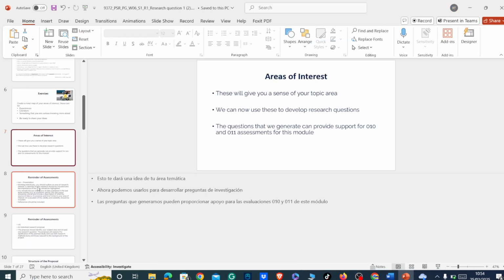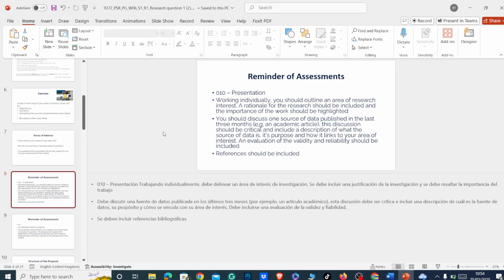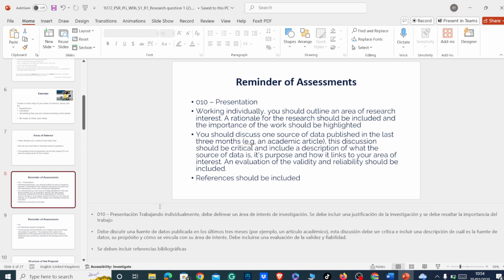All right, so to remind you, I'm sure you all remember this, the individual presentation. Outline an area of research interest, so that's really the starting point. Your rationale, so that really, Angie, is what you were saying earlier on. Your rationale, just a sentence. Why do you want to include this? Oh sorry, it wasn't Angie, it was the lady next to you. So that's your kind of personal bit. That's the end of your personal bit.